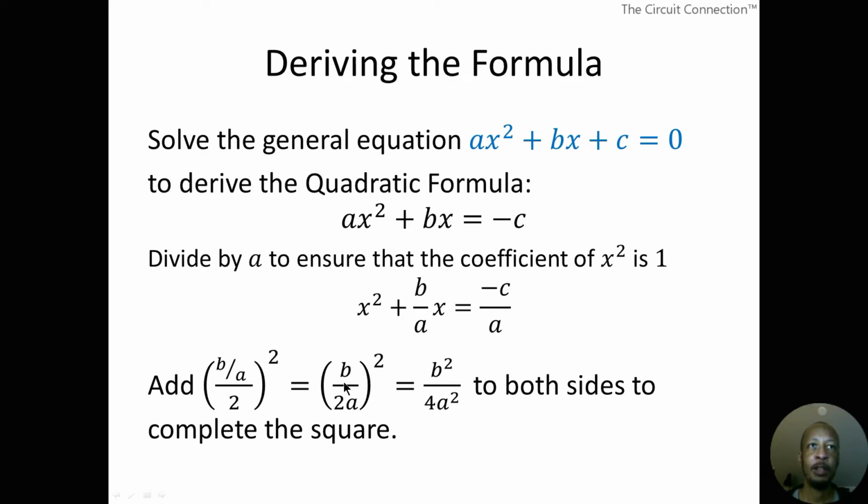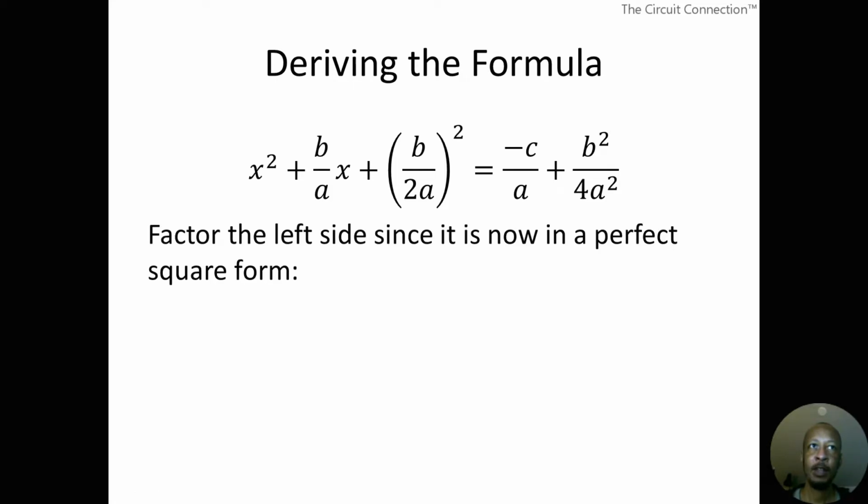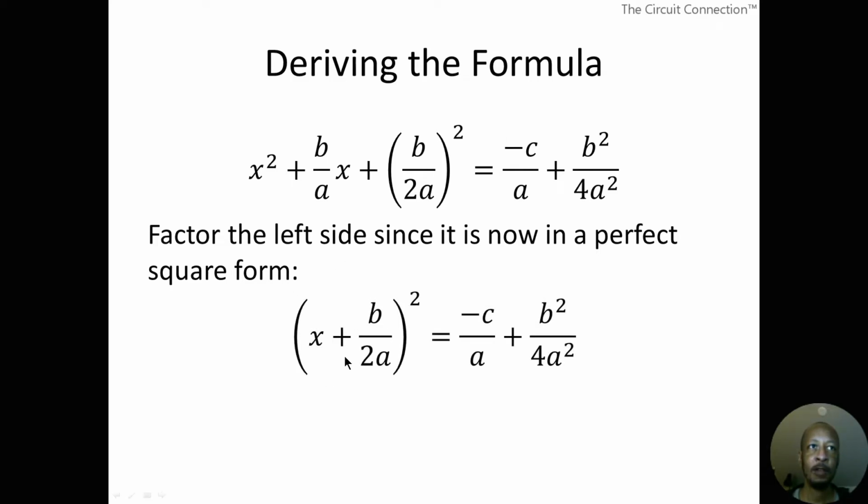But again, on this left side, we're going to leave it in this form here, (b divided by 2a), all of that being squared. We're going to leave it in that form. And then on the right side, we are going to have it in this form. So you're going to have an unfactored form on the right side and a factored form on the left side. Now, we're going to factor the left side since it is now in a perfect square form. On the left side, that's going to give us (x plus b over 2a), all of that being squared. And so we have that now factored.